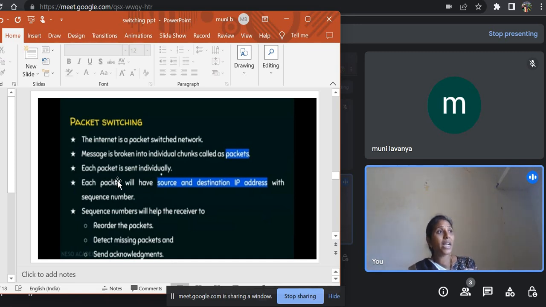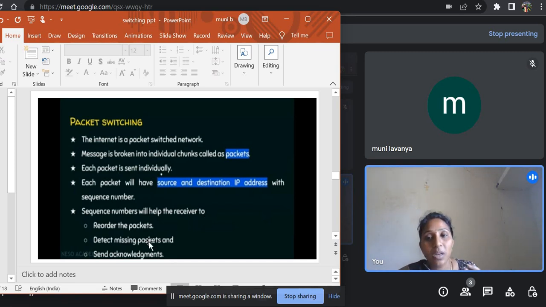So each packet is going to be treated as one message, and then it is going to be transmitted. For each packet, it is also going to have the source and destination IP address with the sequence number. Each packet has a sequence number, and the sequence number will help the receiver. So why do we need the sequence number? What is the use of this sequence number? I will show you how it will help at the receiver in the next slides also. So please remember this.